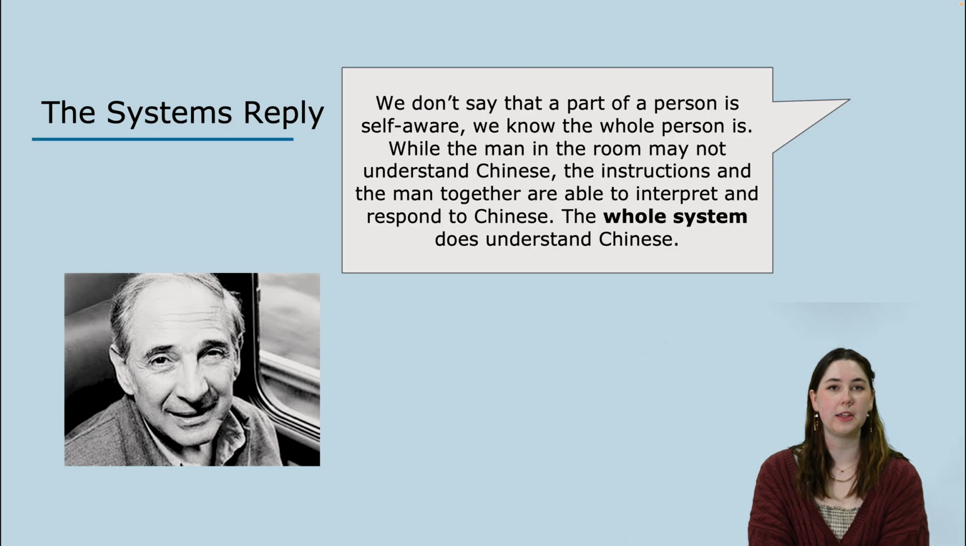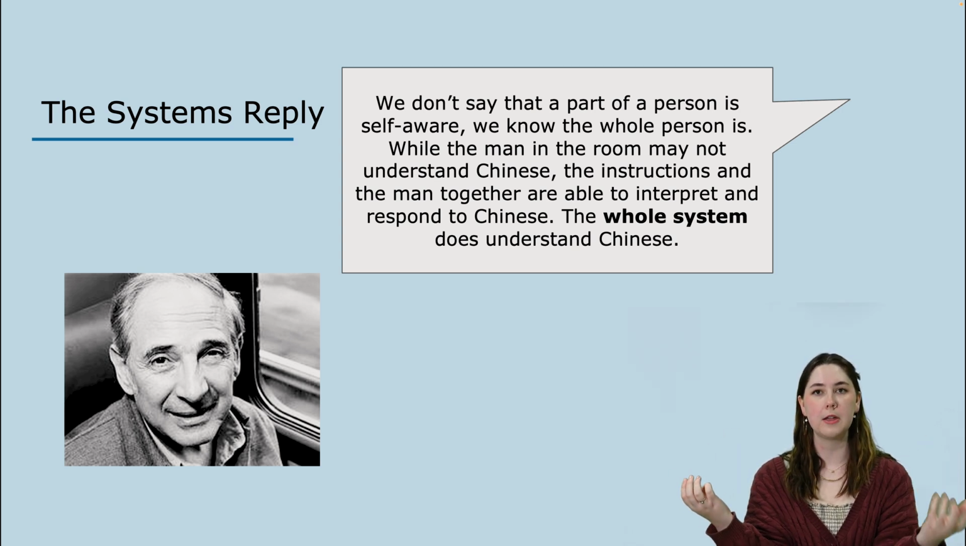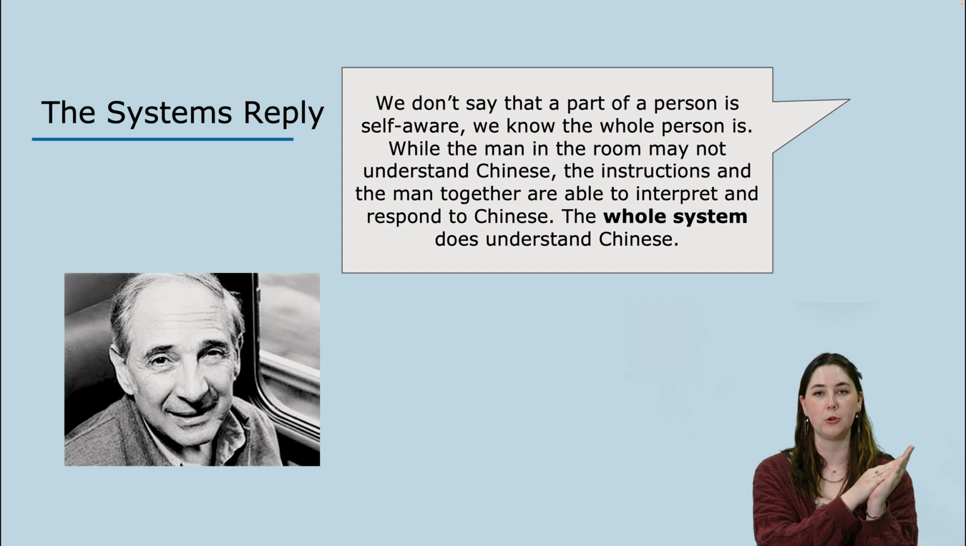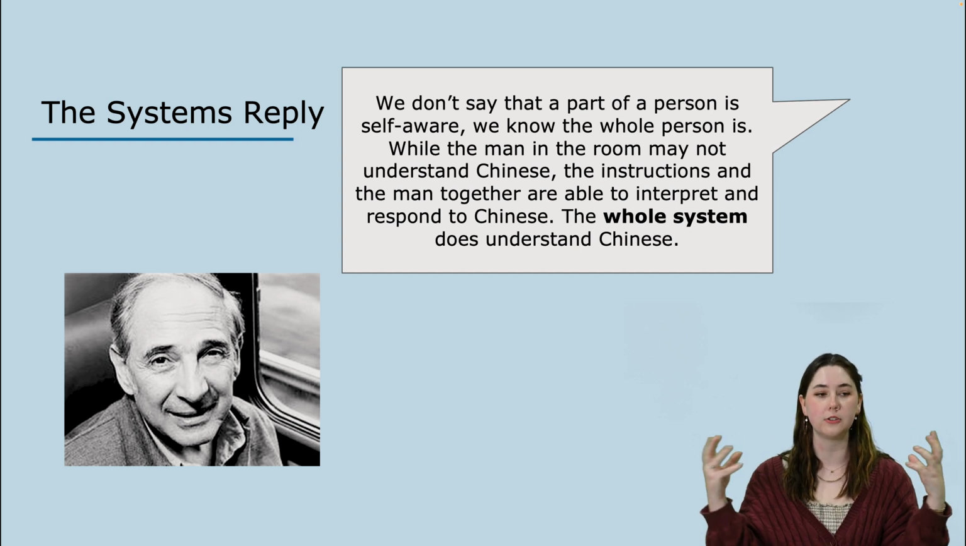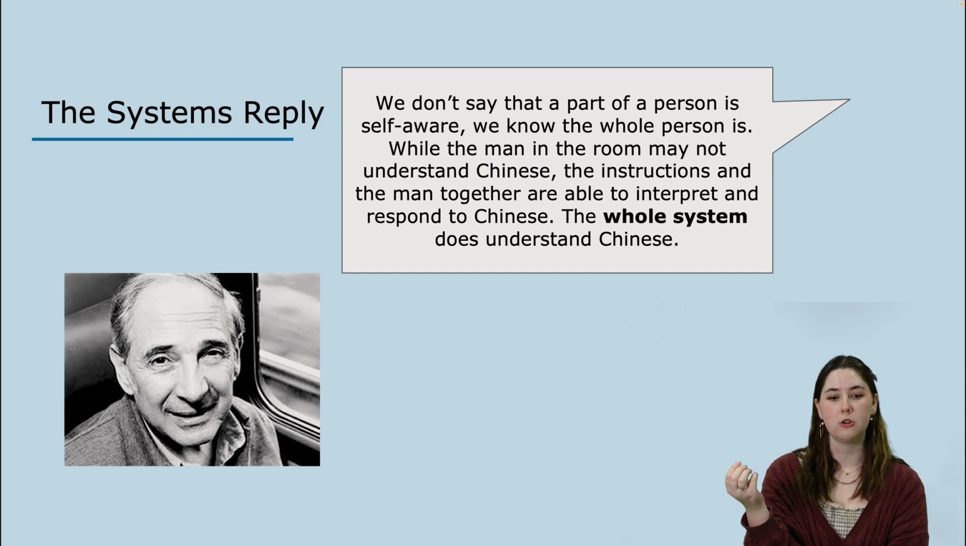So our first reply here is called the systems reply. So how does this go? Well, we don't say that a part of a person is self-aware, we know the whole person is. The man in the room may not understand Chinese, but the instructions and the man together are able to interpret and respond to Chinese. The whole system understands Chinese, not just the man inside. And I think that that's a pretty solid argument, in my opinion, because maybe my tongue doesn't understand English, but my brain does.